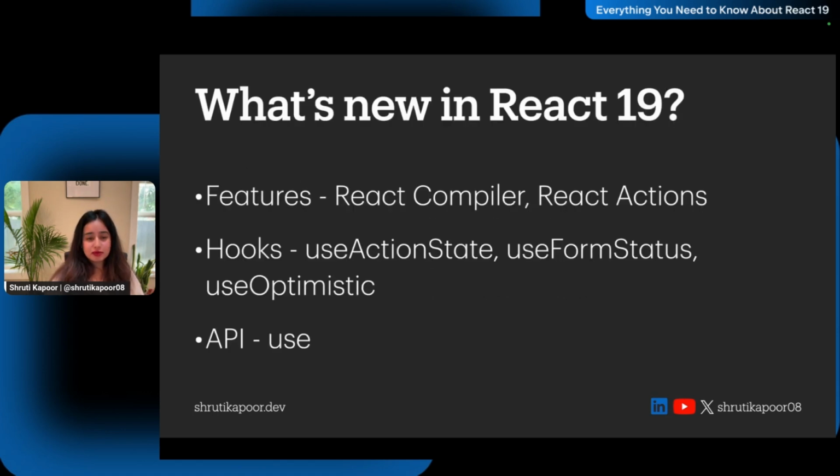So in brief, what's new? The new features are React Compiler, which comes as a plugin, React Actions, useful for forms, hooks, which are use action state, use form status, and use optimistic, and a new API called use. So those are the new features of React 19.